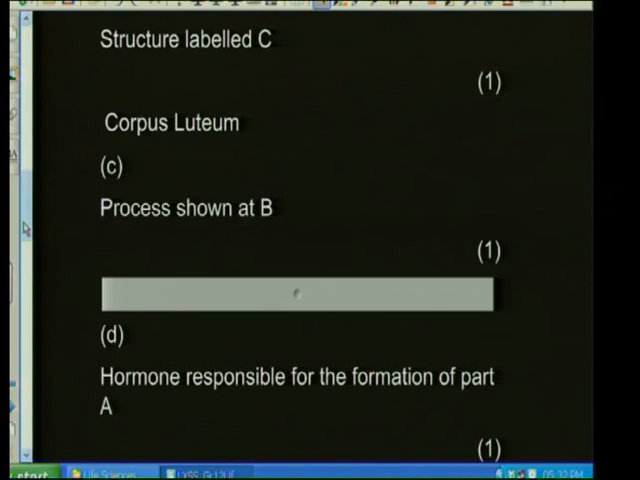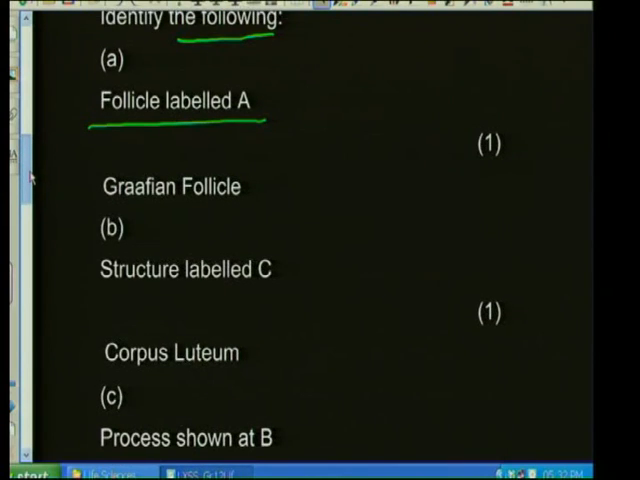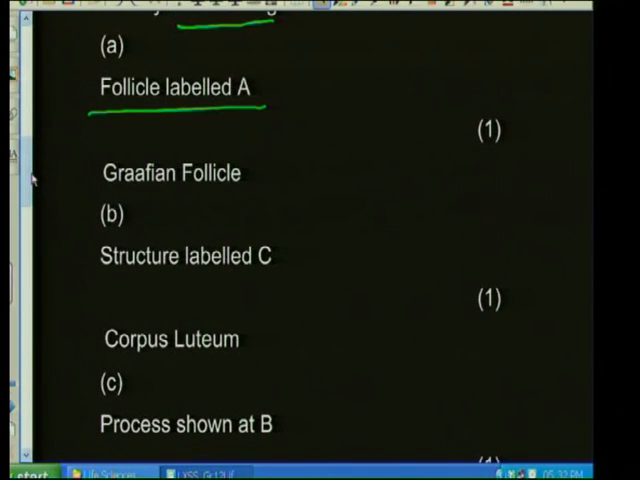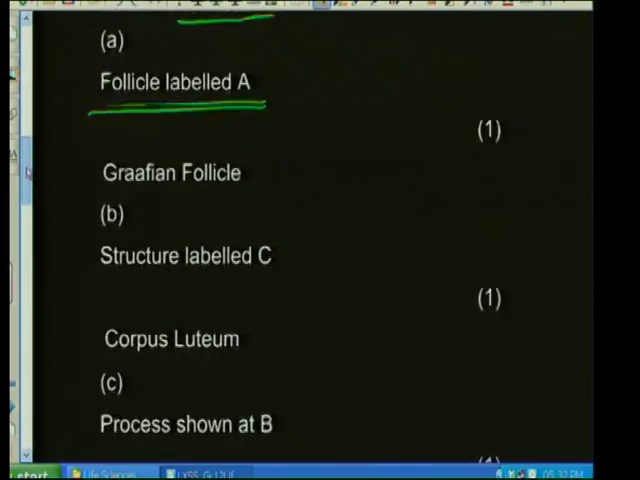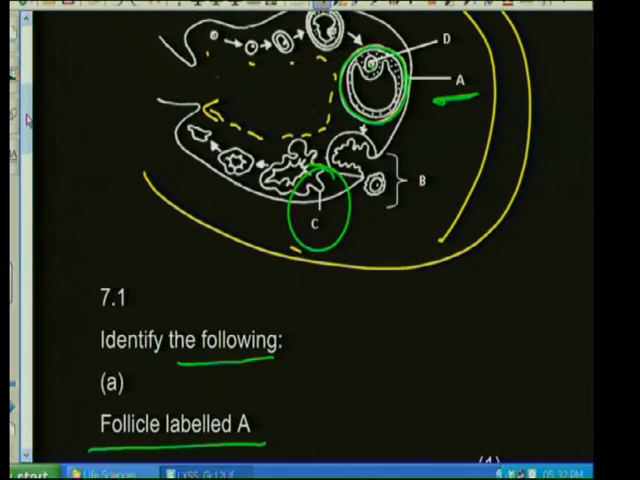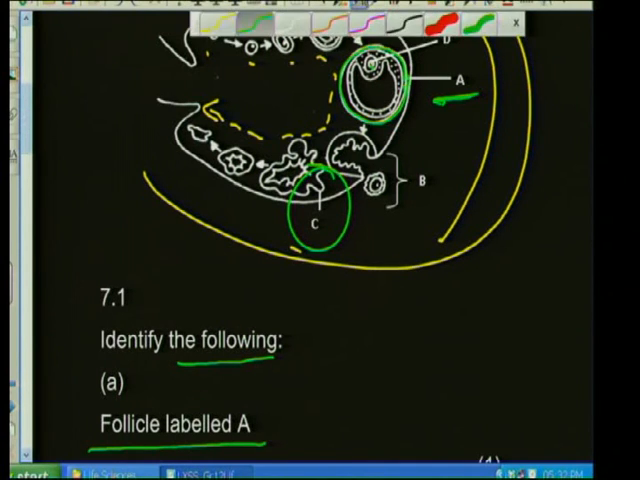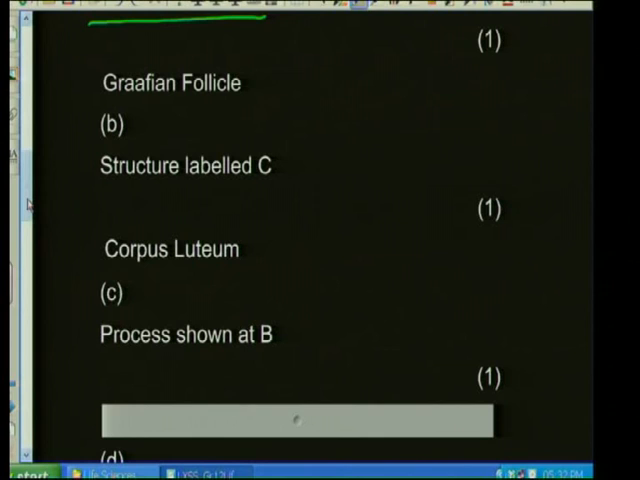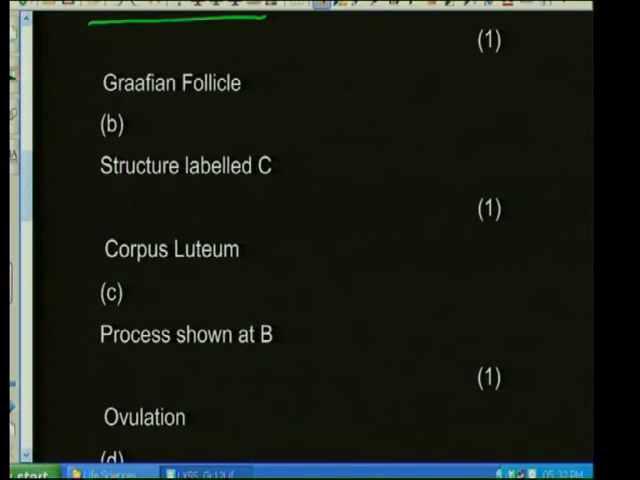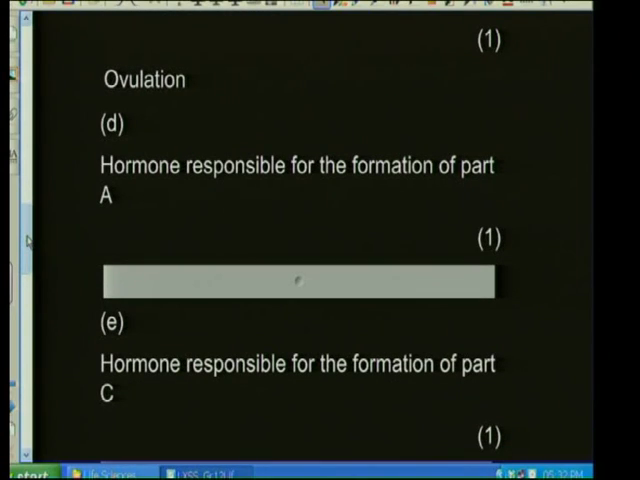Process shown at B. Now watch the question how it changes. Started by saying follicle labeled A, then it went to structure labeled C. Now it's telling you process shown at B. So it's telling you that it's not the structure that they're pointing at. They're asking you for the process that's happening in this area here at B. And that is, you can see the egg is being released from the Graafian follicle, and this is known as ovulation.